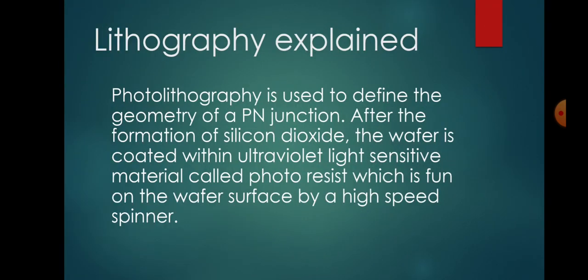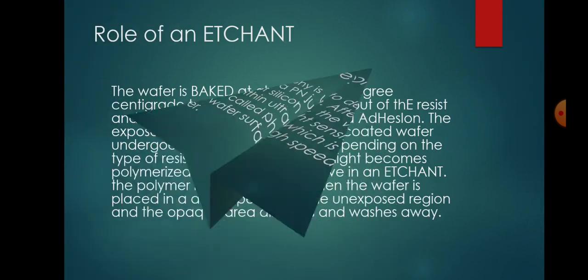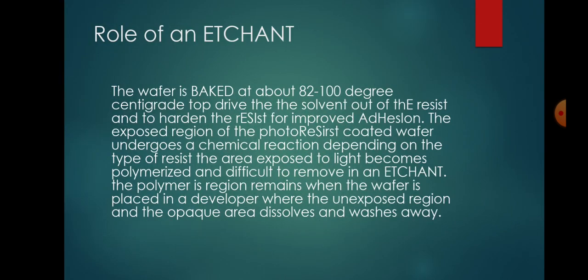Next we go over to what is lithography, another technology which is called photolithography. This is used to define the geometry of the PN junction. After the formation of silicon dioxide, the wafer is coated with an ultraviolet, that is UV light sensitive material, which is called the photoresist. This is then spun onto the wafer surface by a high speed spinner. After the spinner, the wafer is baked at around 80 to 100 degrees centigrade to drive the solvent out of the resist and to harden the resist for improved adhesion.